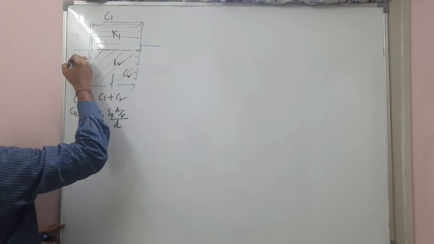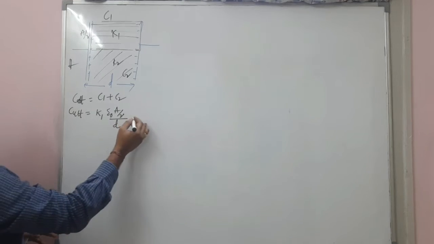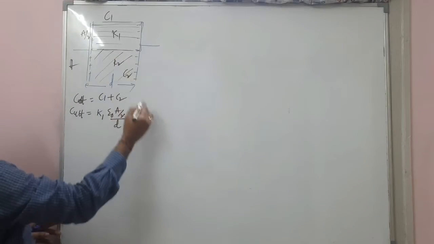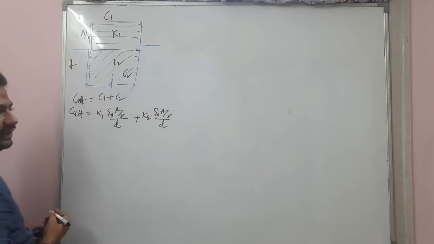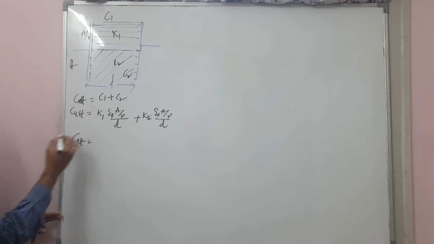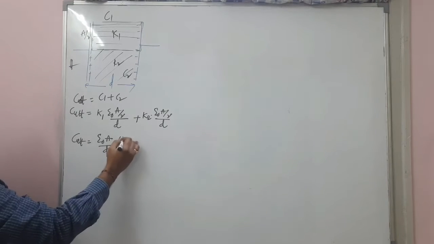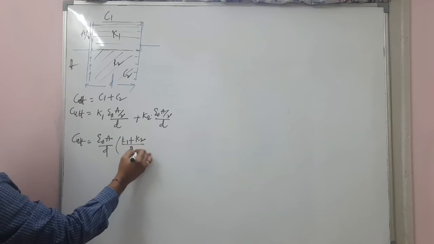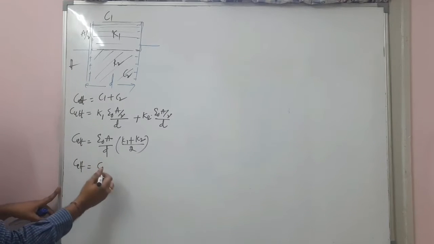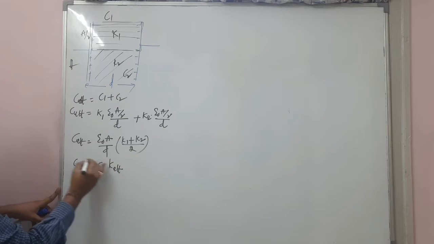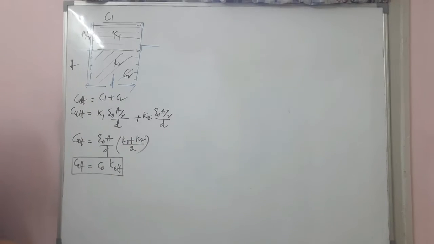So this particular part, right? What is this? Total area of the plate is A and this plate is A by 2. So that's what I have written. Plus C2. This capacitance is equal to K2 into epsilon naught A by 2 divided by D. And C effective is equal to, listen, epsilon naught A by D into K1 plus K2 by 2, got it. And now, once again, I'm writing C effective is equal to C0 into K effective. In this case, the K effective value is K1 plus K2 by 2.